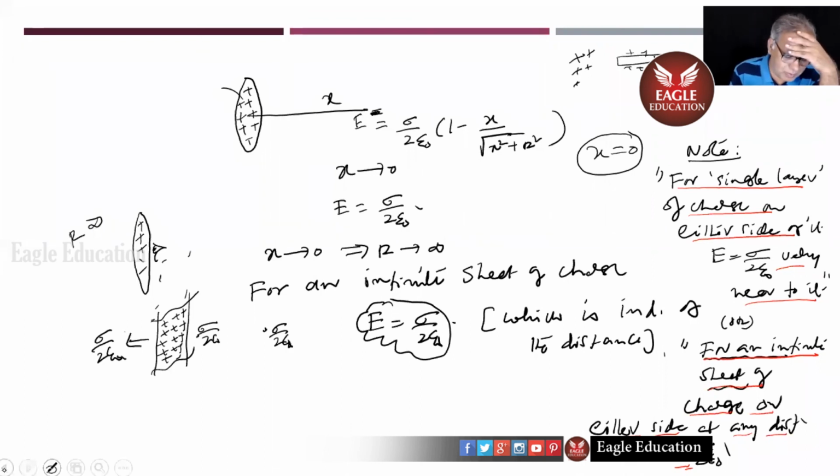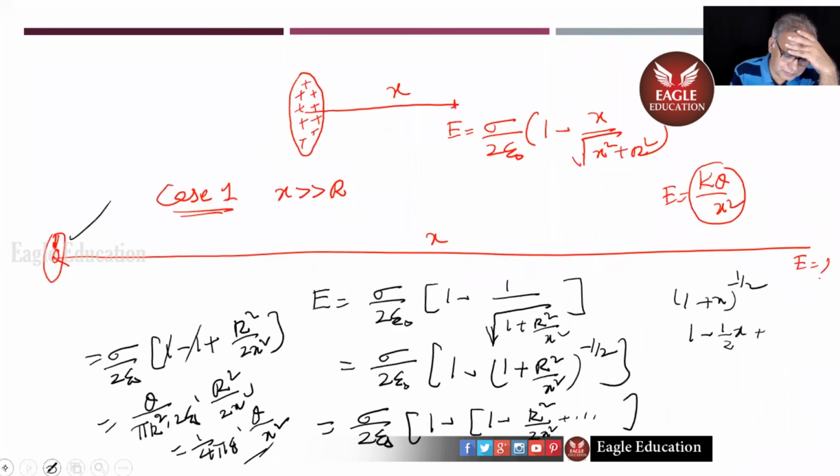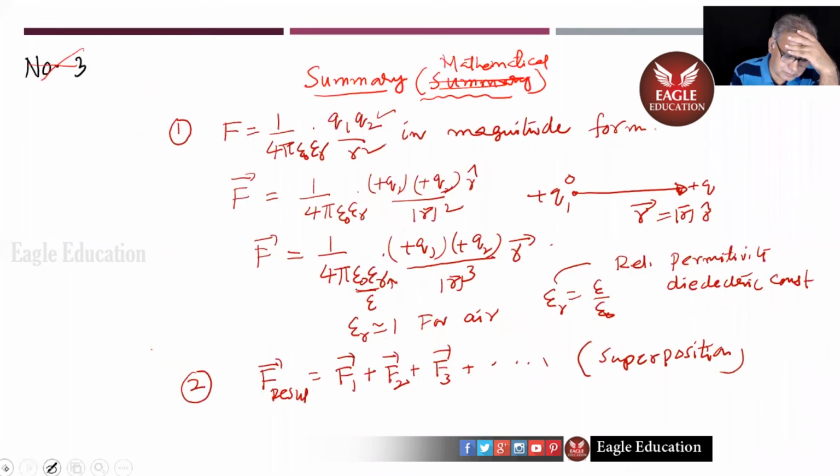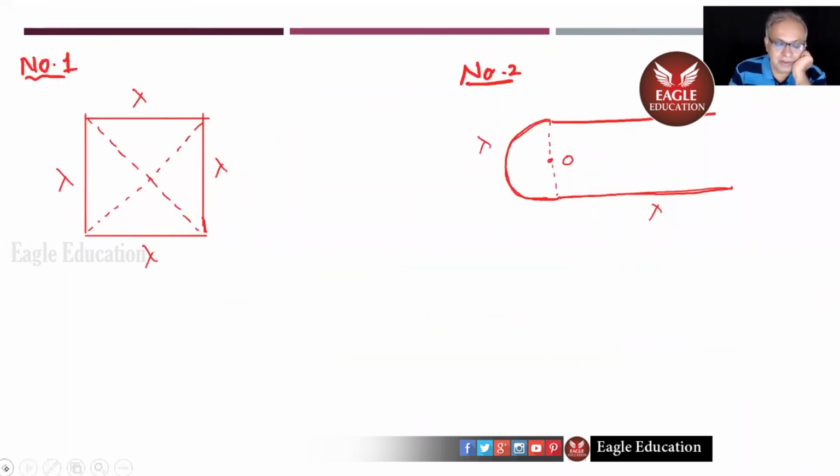Now I'll go back to the problem there. Find E at O. I did not put charge, but the moment I put lambda here, think charge is there and plus charge. If it is minus, I'll put minus, right? So, how to do this? Which formula to be applied?